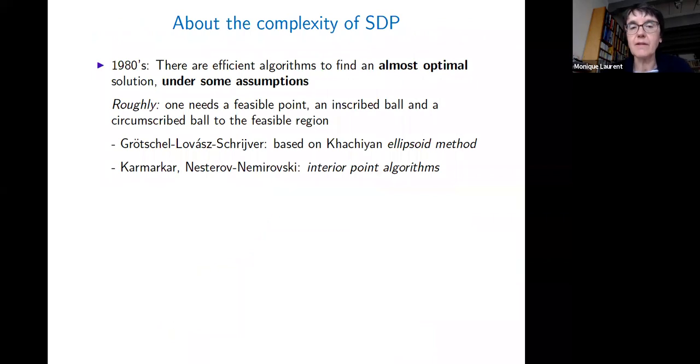And of course, this is a very broad field. There is much more to say, but let me just mention that you also have to be careful that you know an inscribed ball in the feasibility region, and you also know a ball around the feasibility region. And the complexity is going to depend on the radius of these two balls. And the reason is that you want to make sure that the optimal solution is not going to be too small, or it's not going to be too large. I don't want to say much more about this.